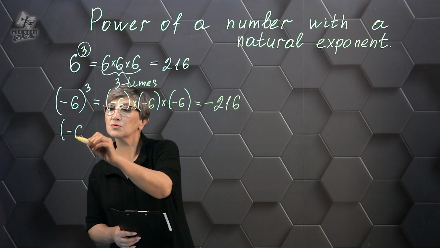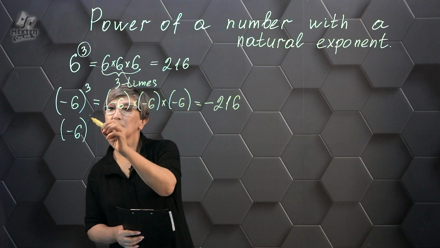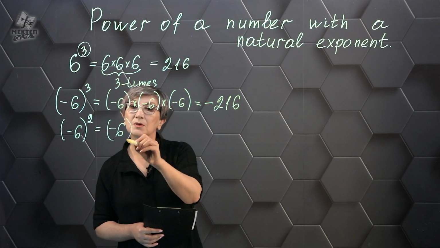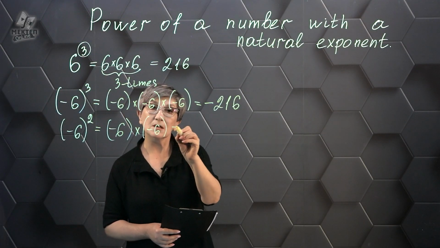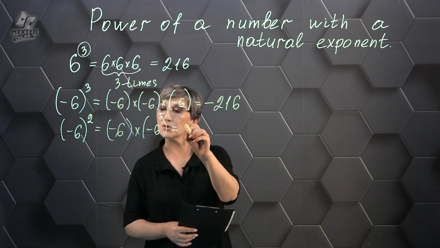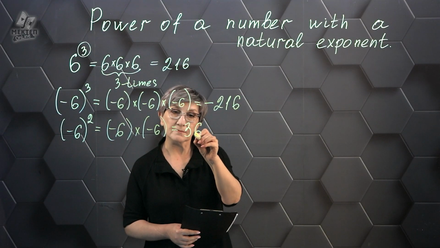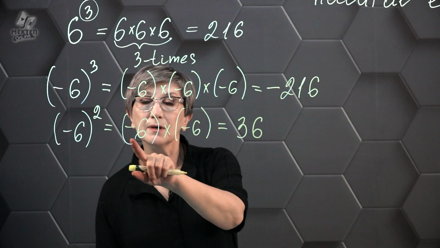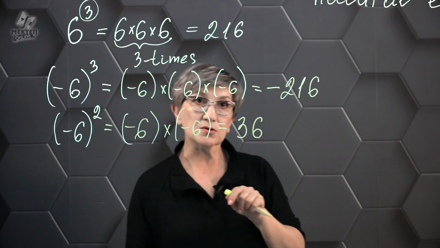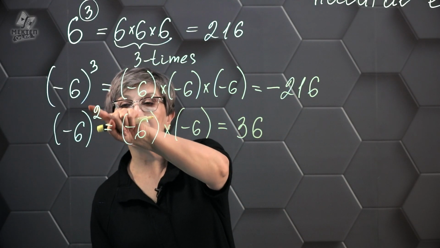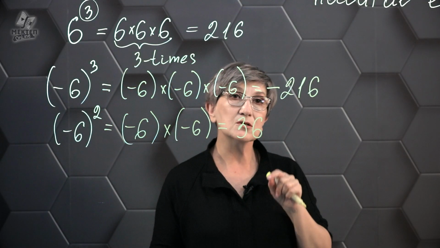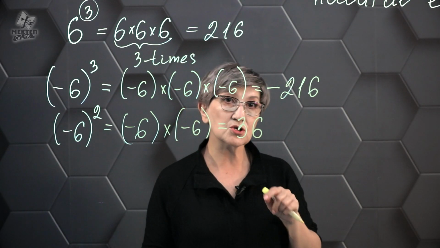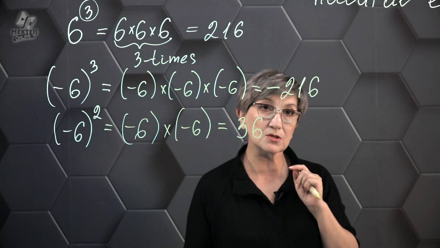And now the number minus 6. We'll raise it to the power of 2. And then we must multiply the number minus 6 by minus 6. And the result is the number 36. It's not complicated. In order to raise a number to a certain degree, we need to pay attention to the exponent of the degree and write down as many multipliers as the exponent of the degree is equal to. In our case, the number minus 6 we multiply by minus 6 and it equals 36.